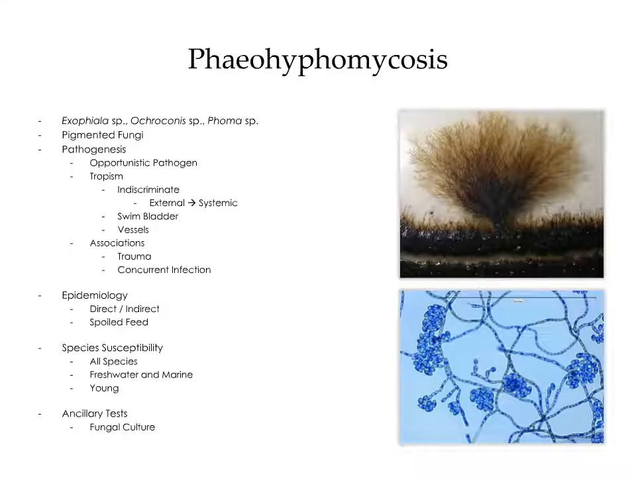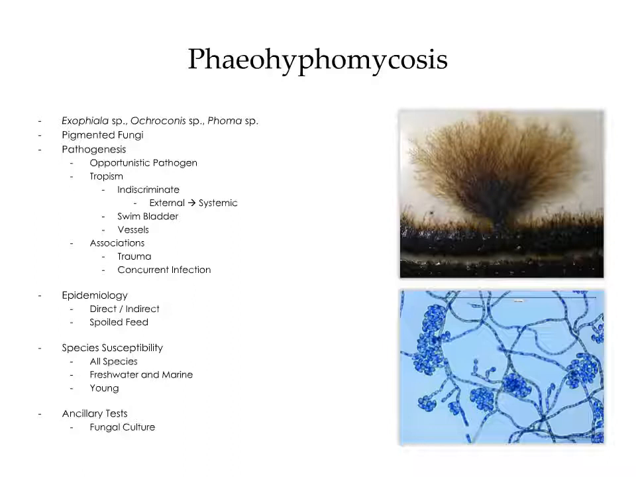Phaeohyphomycosis is the disease associated with pigmented fungal infections. Species include Acanthocephala, Aquaculture, and Phoma. Pigmented fungi are opportunistic pathogens. Fungal hyphae have a tropism for vessels, given their affinity for the blood within, but in general they're fairly indiscriminate. External infections typically progress to systemic infections.